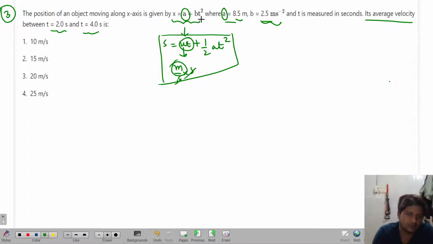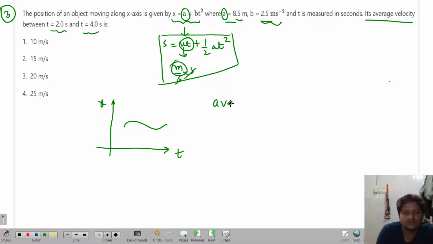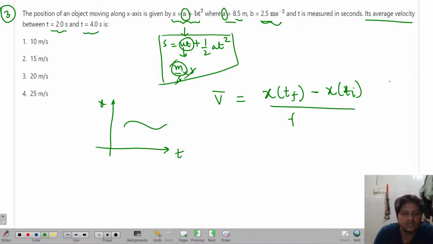Displacement with respect to time is given. Try to understand. This is my time axis, this is my displacement. Displacement with respect to time is given, and it is asking to find the average velocity. What is the formula of average velocity? If two time instants are mentioned, the formula is displacement at final time minus displacement at initial time, divided by final time minus initial time.